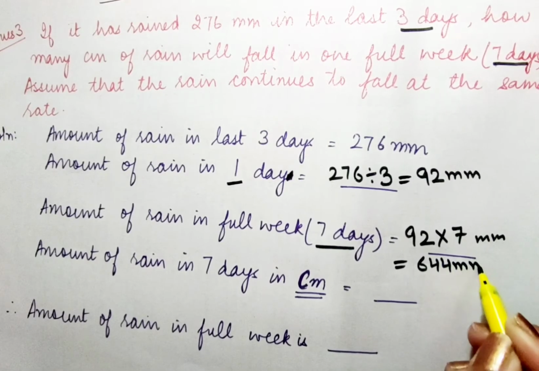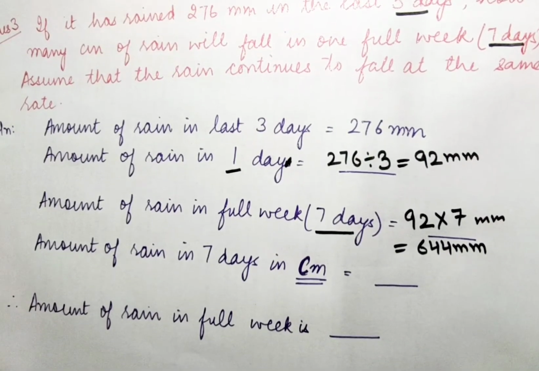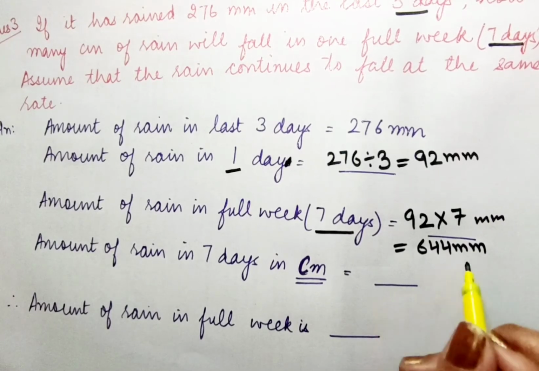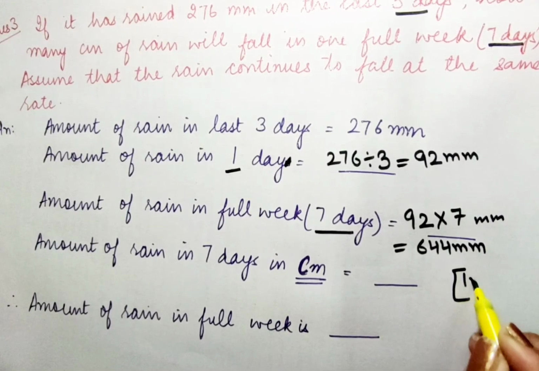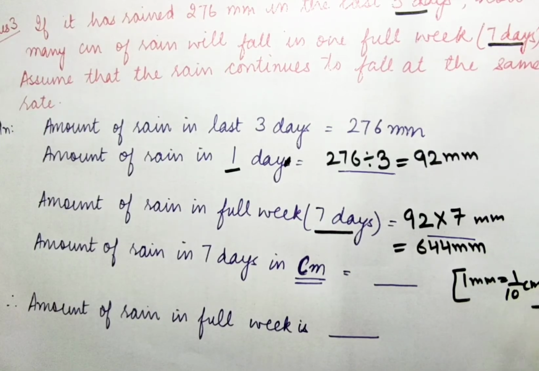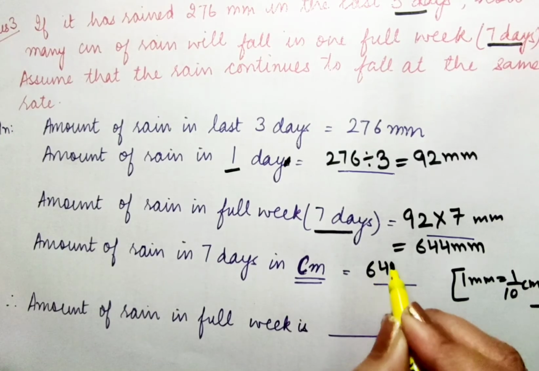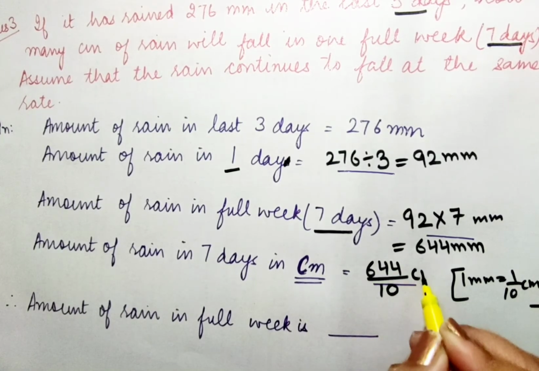This is in millimeters, and in the question it is asked in centimeters. So how to convert millimeters into centimeters? 1 millimeter equals 1 upon 10 centimeters. This we have done in conversions also, right? So to convert it into centimeters, 644 divided by 10 will become the answer in centimeters.